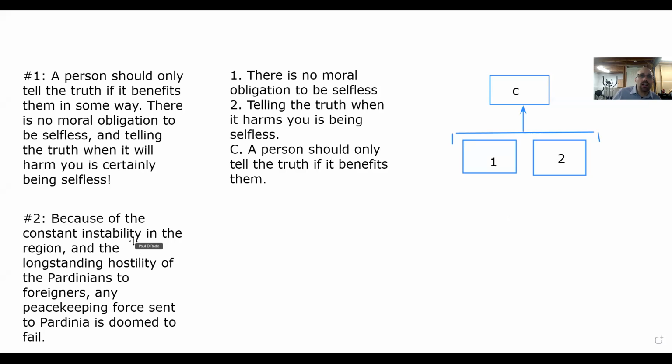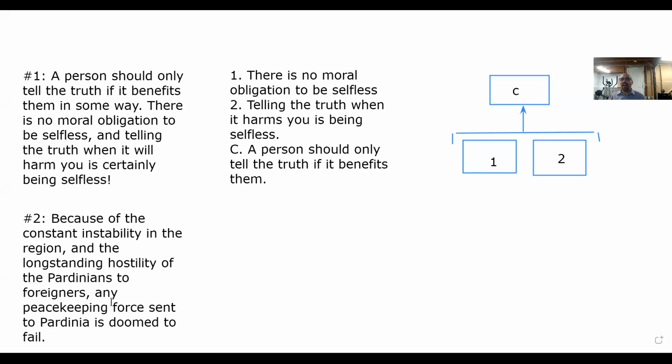All right, so: because of the constant instability in the region and the long-standing hostility of the Pardinians to foreigners, any peacekeeping force sent to Pardinia is doomed to fail. Again, in this case, we don't have any conclusion keywords, but we do have this "because." And "because" is a premise keyword, indicating that what follows is likely to be a premise. That would suggest that these two are premises and that the last is the conclusion.